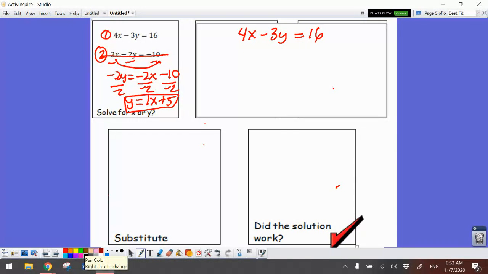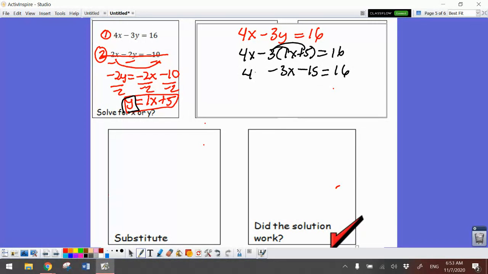All right, let's see how you did. Remember, this is y. So I'm substituting in where the y is. So distribute. Negative 3x minus 15 equals 16. My 4x drops. I'm going to combine my like terms. 4x minus 3x is 1x. And I'm going to move my 15. So 1x equals 31, which is the same as x equals 31.